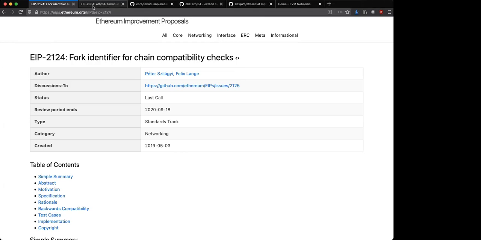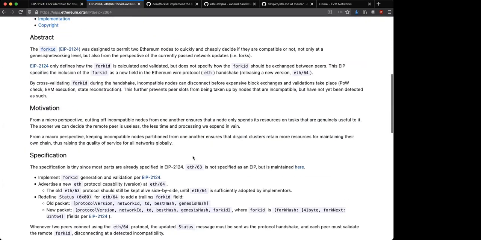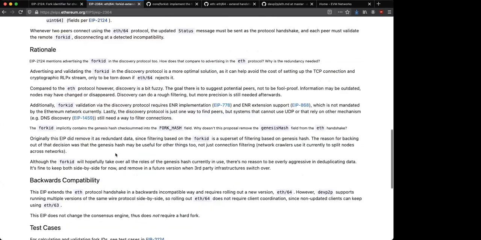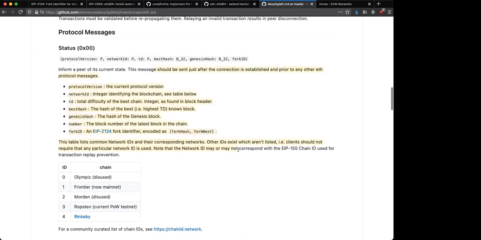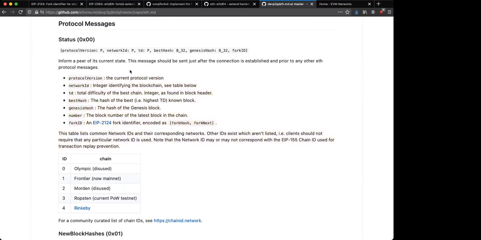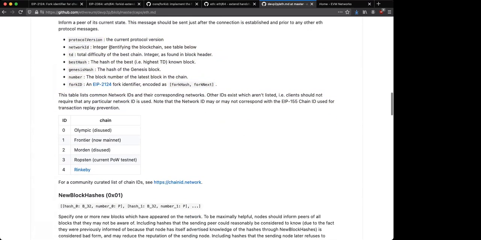And then we have the other EIP, which is EIP-2364. This integrates it, for example, into the networking protocol, and it is also part of the protocol specification, so we can just check it there. As I explained in the beginning, there is the status message, which is sent when the peers first connect. You can see that part of the status message since ETH protocol version 64 is this fork ID. Whenever two peers connect to each other, they can immediately determine if they are compatible or not based on this fork ID, which the other side is providing and you are also providing. And either side may then disconnect because they consider it incompatible.